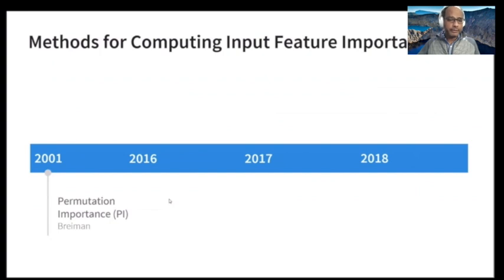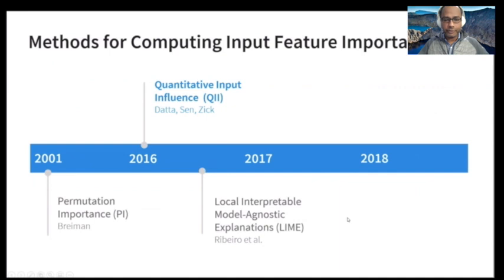An important piece of work here is that on permutation importance from Breiman back in 2001. It was originally designed not to provide a means to explain model predictions, but rather to help with feature selection. But it has been adapted to explain and compute input feature importances in various settings. In 2016, out of CMU, we wrote a paper called Quantitative Input Influence, along with Shayak Sen, who's a co-author on this tutorial, and Yair Zick, now a professor at University of Massachusetts. This work was one of the first ones that introduced the use of Shapley values and ideas from causality to compute input feature importances.